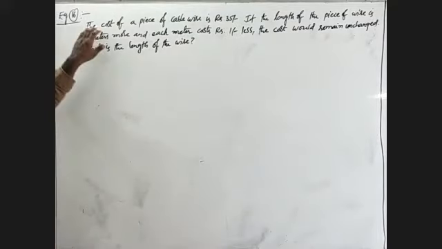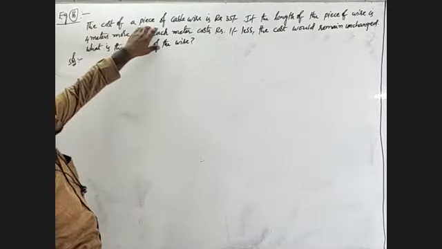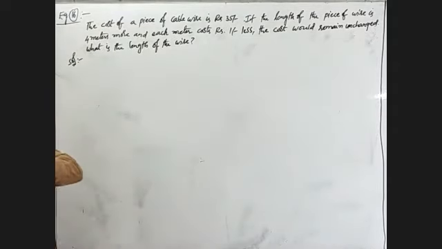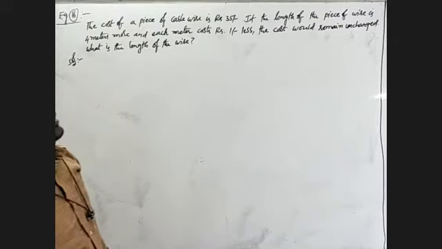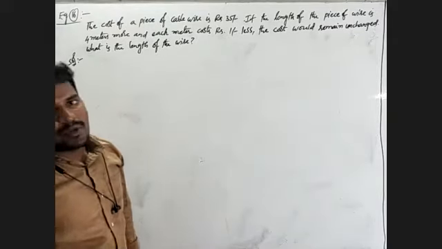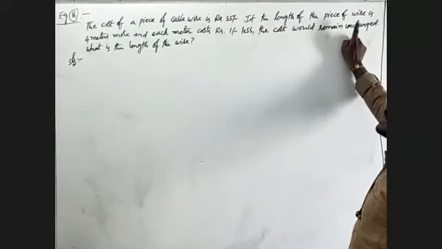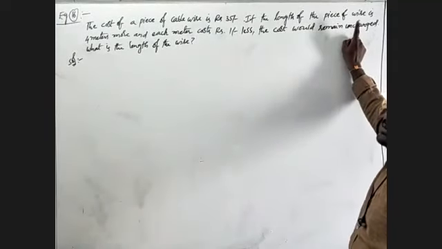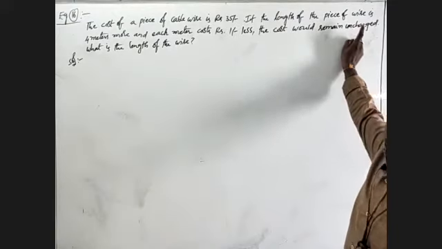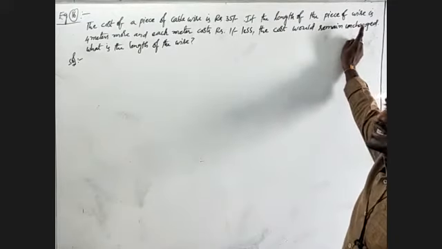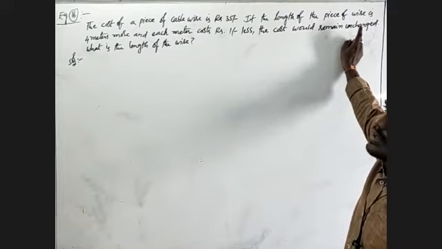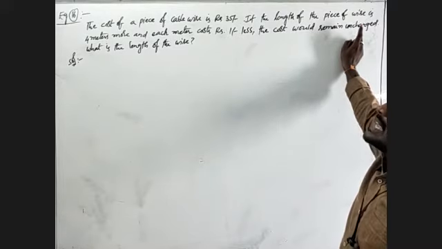Plus the cost of a piece of cable wire is 35 rupees. But one more condition is given: if the length of the piece of wire is 4 meters more, and each meter cost is 1 rupee less.